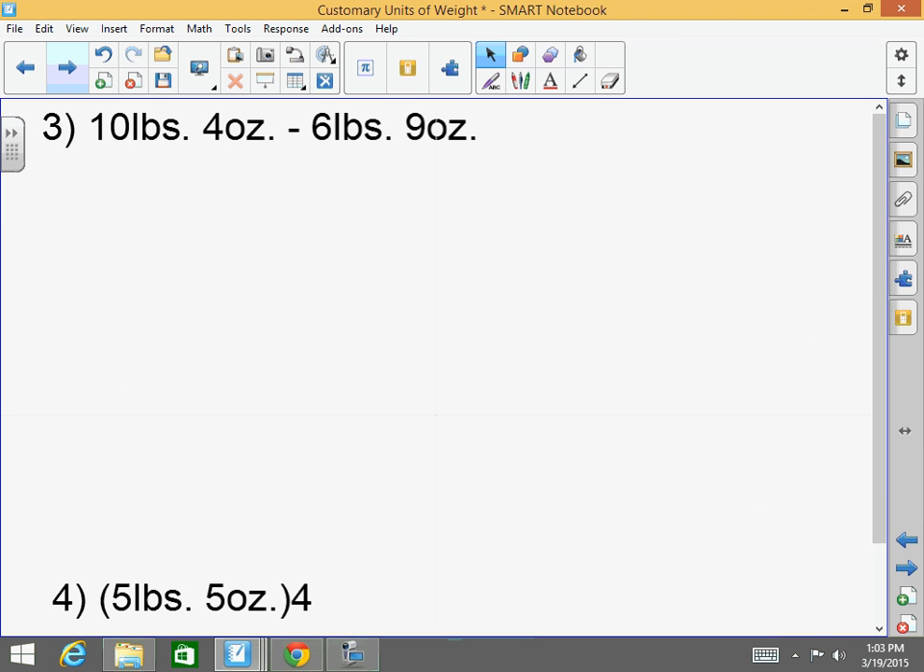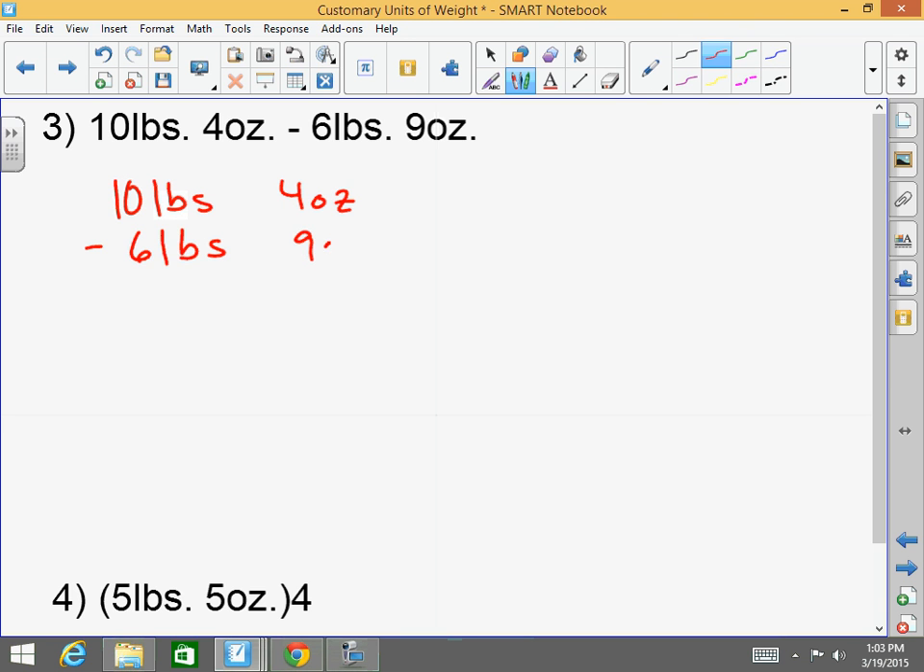Number 3. We're going to have 10 pounds, 4 ounces minus 6 pounds, 9 ounces. Just like before, guys, can I take 9 ounces away from 4 ounces? So I got to borrow. Now pay attention, guys, because this messed you up yesterday. I'm going to borrow 1 pound, leaving me with 9 pounds. And if I borrow that pound, how many ounces can I add to these 4 ounces? So that's going to become 20 ounces.